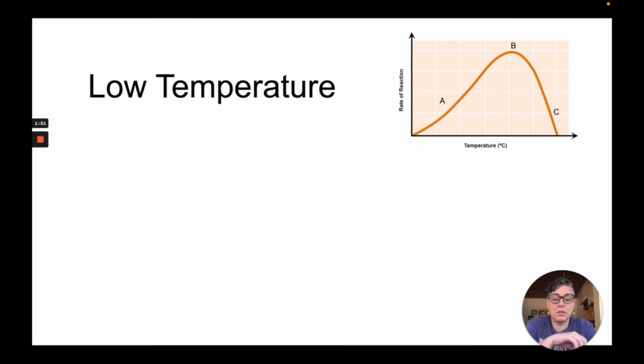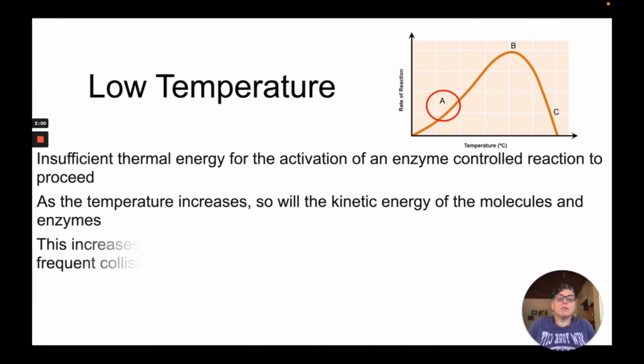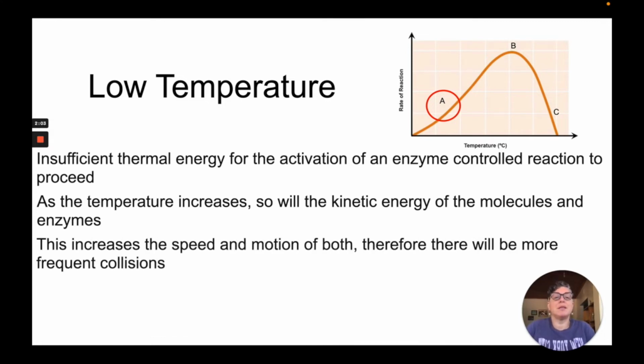When the temperature is lower than the best temperature for the enzyme, so we're looking at point A on the graph, basically what's going to happen here is that there's going to be an insufficient amount of thermal energy for the activation of the enzyme controlled action. So remember that an enzyme needs energy to be activated to actually start working. And in order for it to work best, it needs a certain amount of thermal energy, and if the temperature is too low, then you won't get enough thermal energy to do the activation.